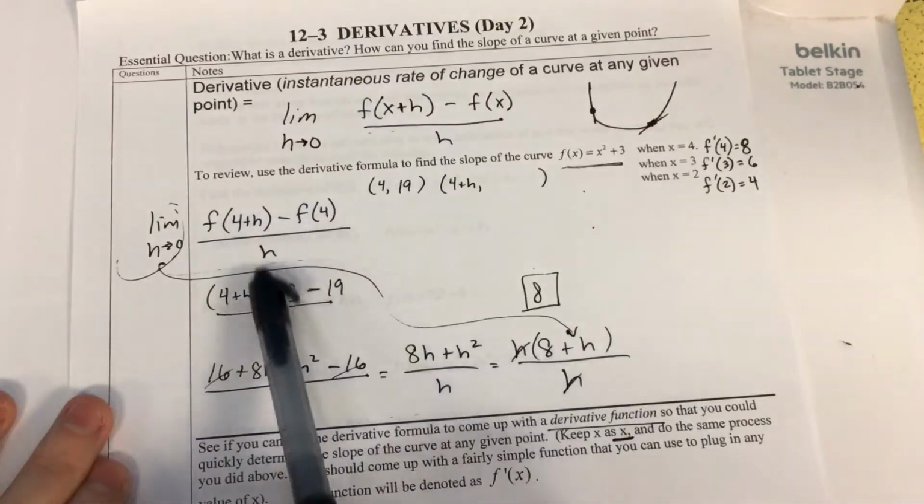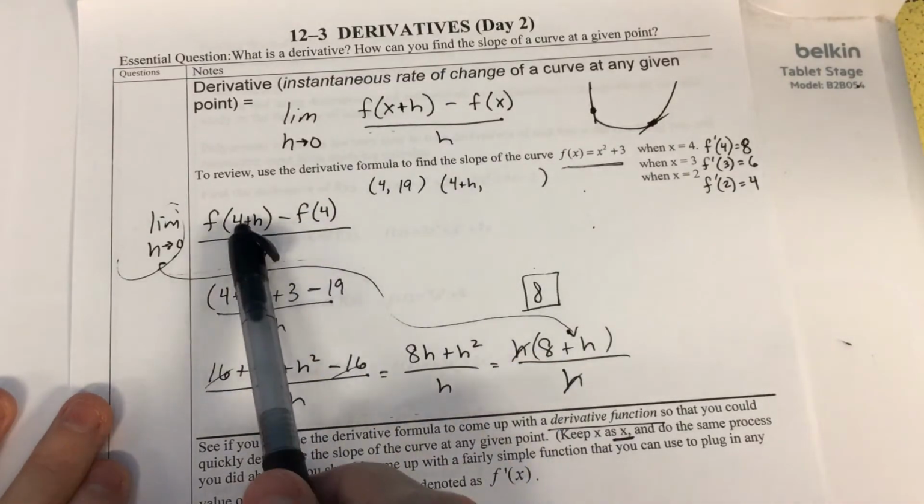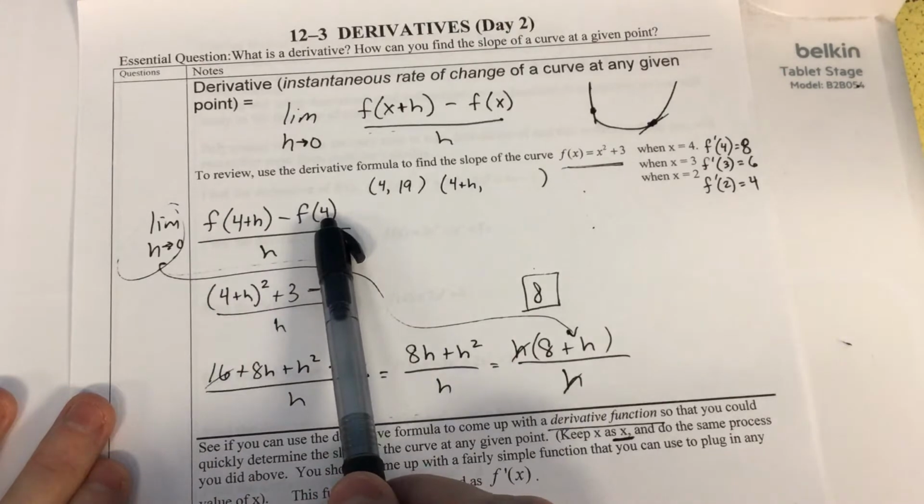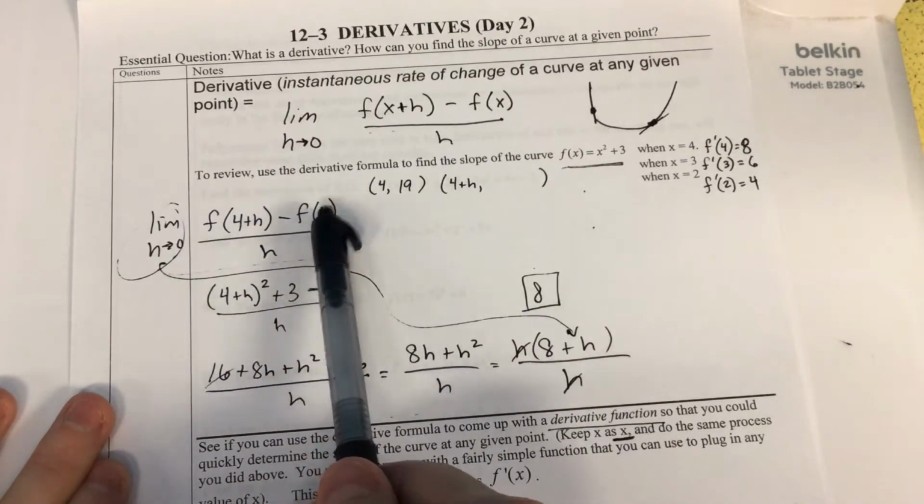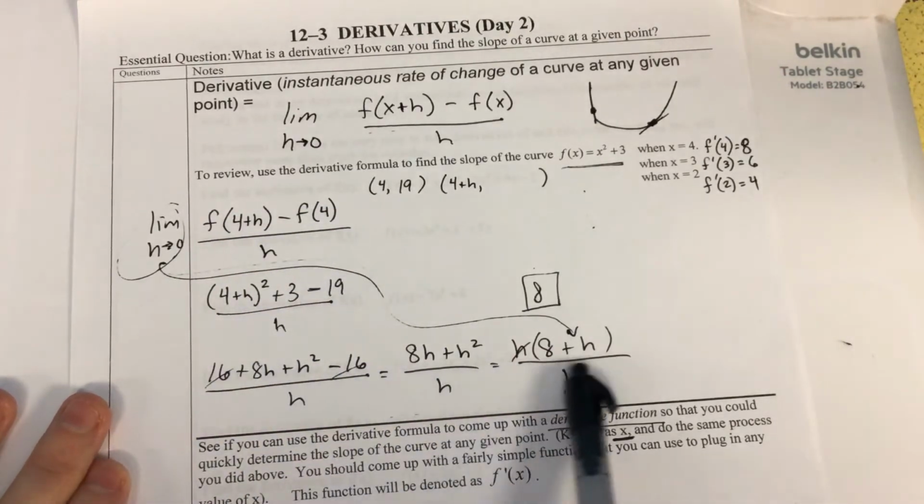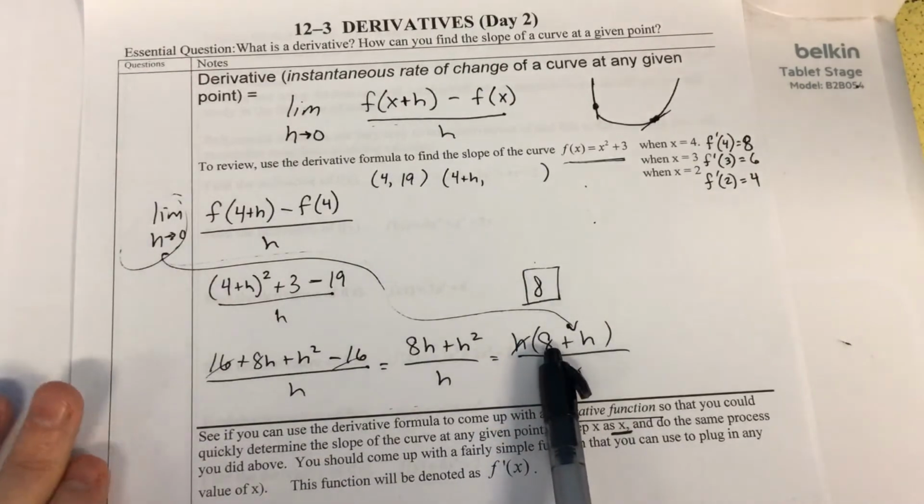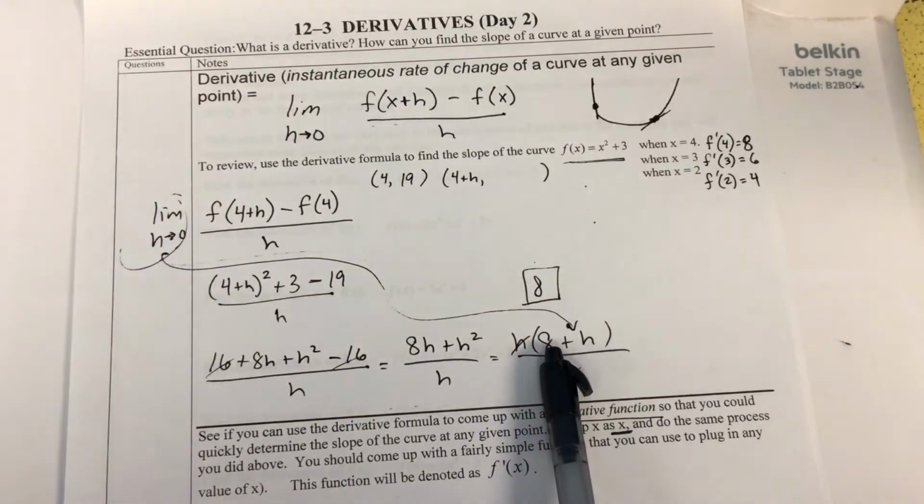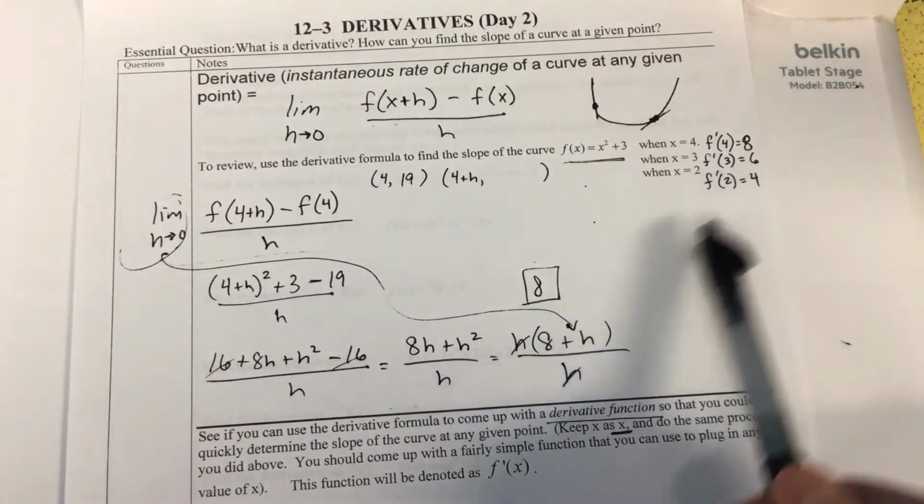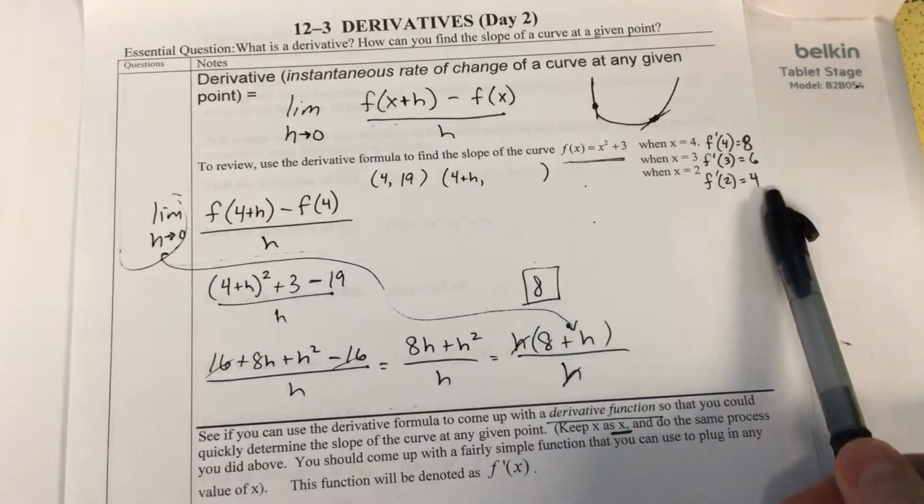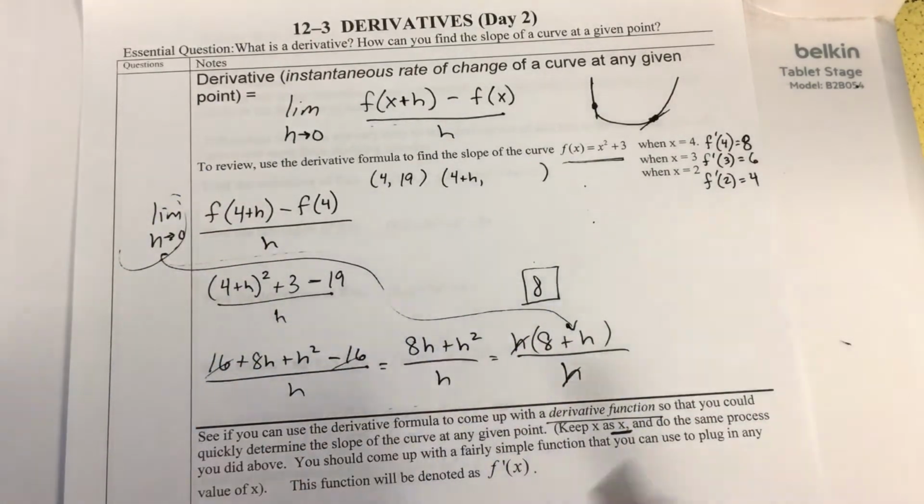So you're going to do all of this work that we did here, but instead of this being a 4 and this being a 4, you're just going to keep it as an x and an x, and then you're going to do all this work, and you'll get something with an x in it at the end. That'll be your derivative function, which then you'll be able to plug in whatever x you want, and you can quickly get the answer without having to do all this work again each time.